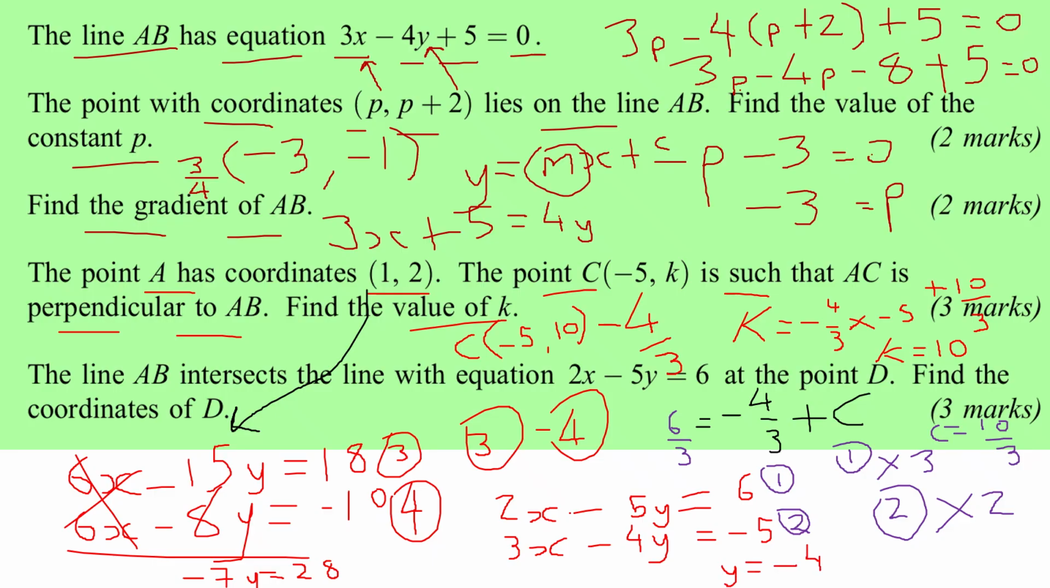I'm going to plug this now into equation 1. It doesn't matter here whether it's 1 or 2, 3 or 4. So I'm going to have 2x, then I've got minus 5 times minus 4 makes plus 20, is equal to 6. Subtract 20 on both sides and then divide by 2. We get x is equal to 6 minus 20, which makes minus 14, divided by 2 makes minus 7. So the coordinates of D, guys, is going to be minus 7, minus 4.